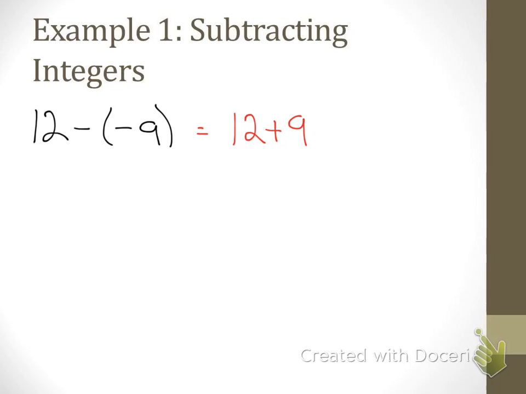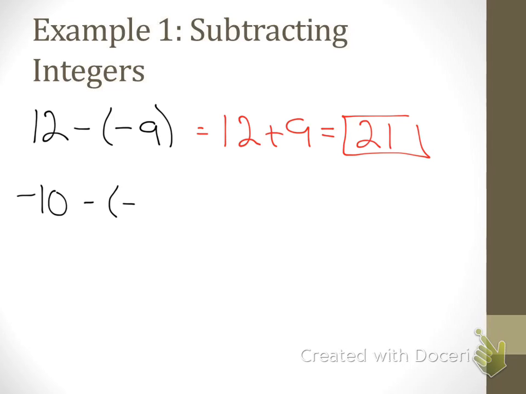And what's 12 plus 9? Very good. 12 plus 9 is 21. Now what if we had another one? What do you see right off the bat? You have to get rid of your double signs before you ask yourself same sign or different. Got to get rid of those double signs.